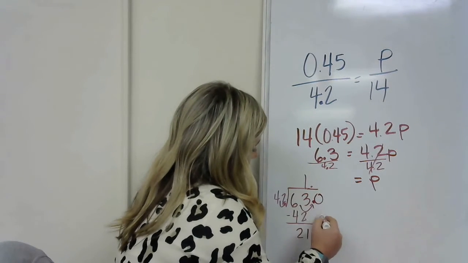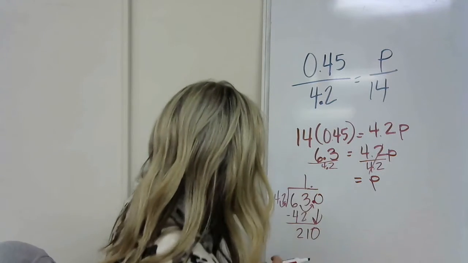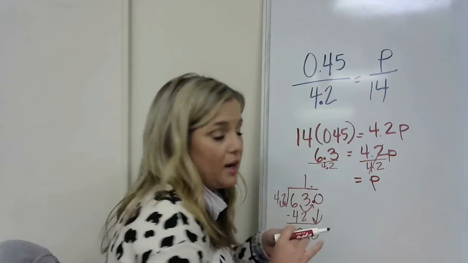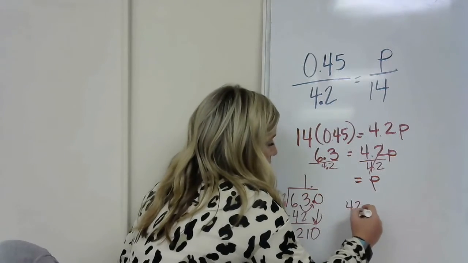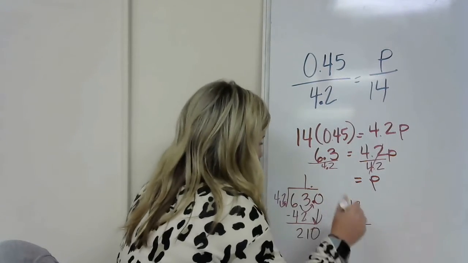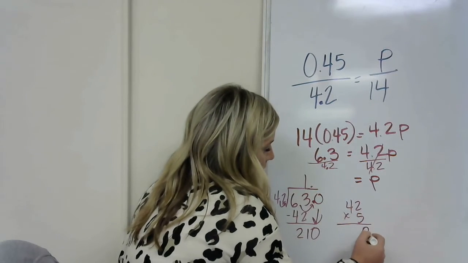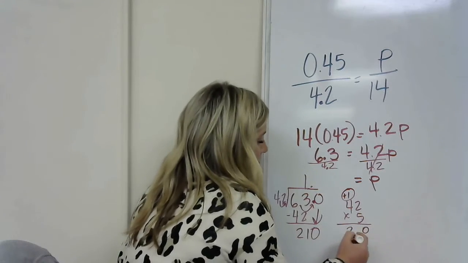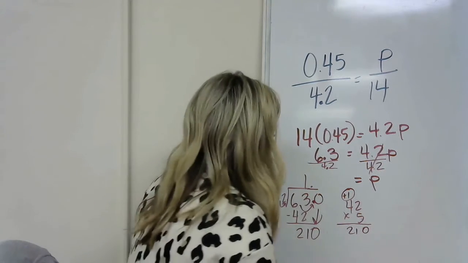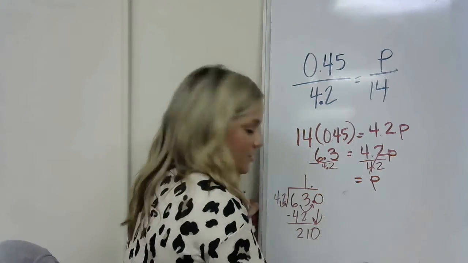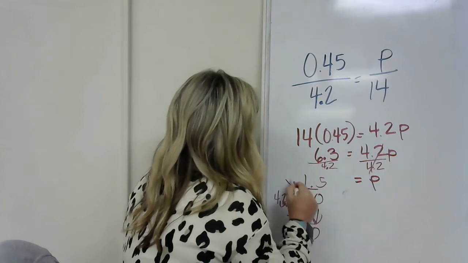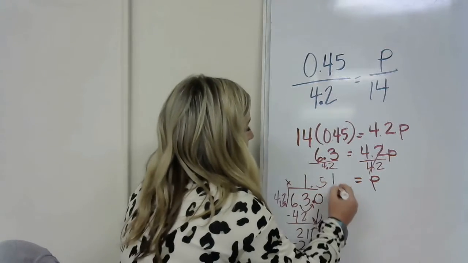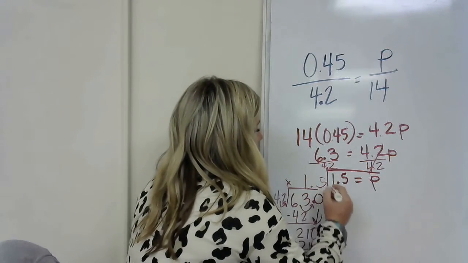And, sorry, 210. I'm going to say 5 because 2 times 5 will give me a 0. I'm just going to try it and see. 42 times 5. If 42 times 5 is 210, we're good. 2 times 5 is 10. The 0 can stay. The 1 has to go. 4 times 5 is 20, and 20 plus 1 is 21. So that works. 5 times 42 is 210. That's a Cinderella fit. And our answer is 1.5 is equal to P.